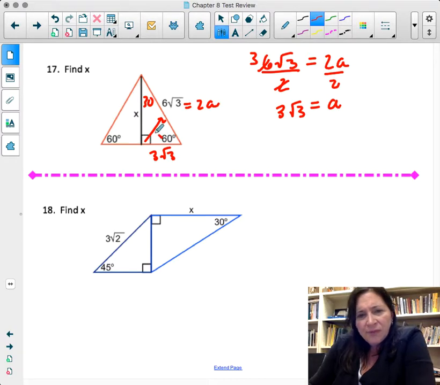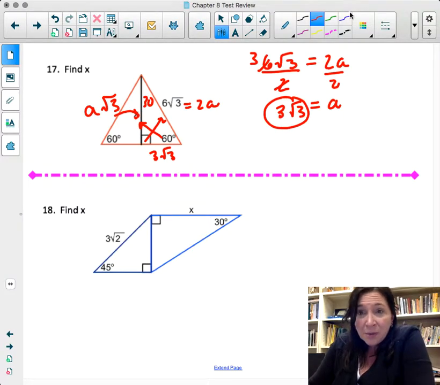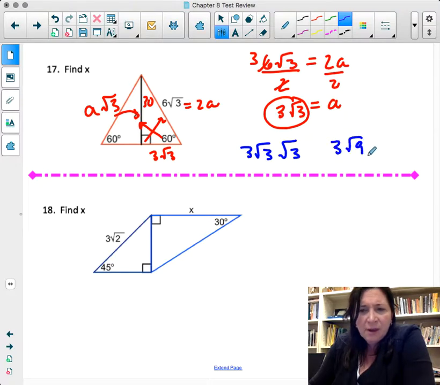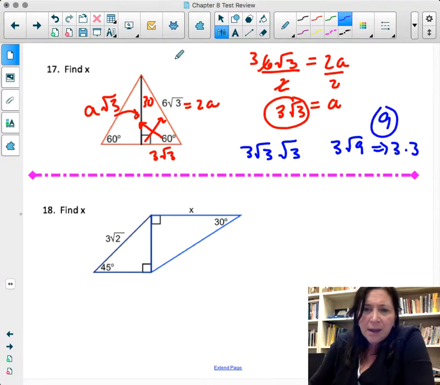So then across from the 60 is a root 3. That goes here. Well, if a is 3 root 3, then what I'm going to write is 3 root 3, that's my a, and then root 3. So what that becomes is 3 times the 1, so we have 3 root 9. Well, what's the square root of 9? That's 3. So we have 3 times 3, which is 9. So this value right there is 9.